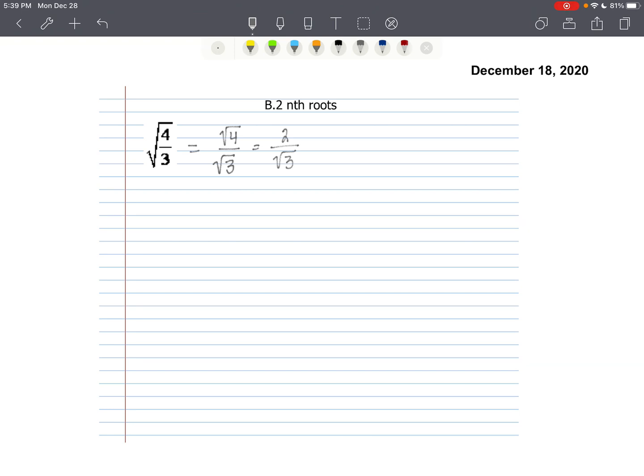Now, dividing by an irrational number by hand is not possible. So you can do it, but you can't do it accurately because that irrational number has decimals that keep going forever. So the square root of 3 is 1.7 something, and it keeps going on and on and on forever.